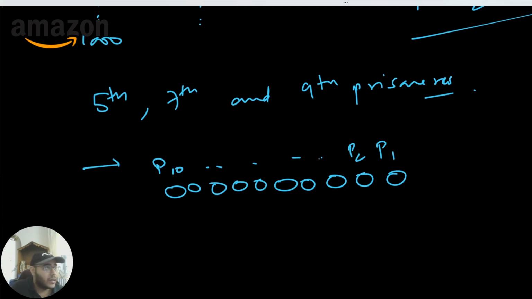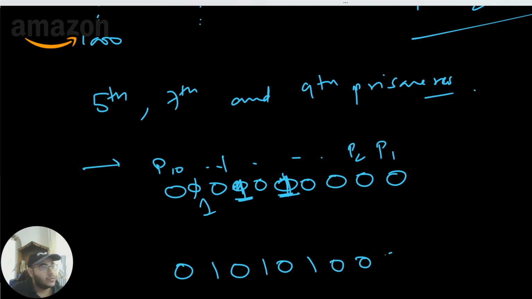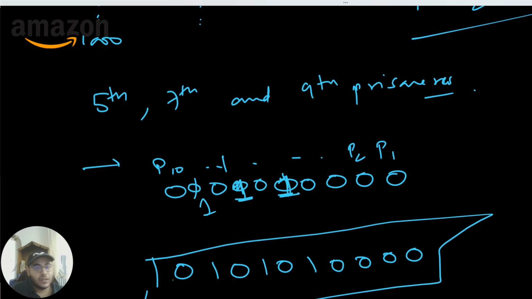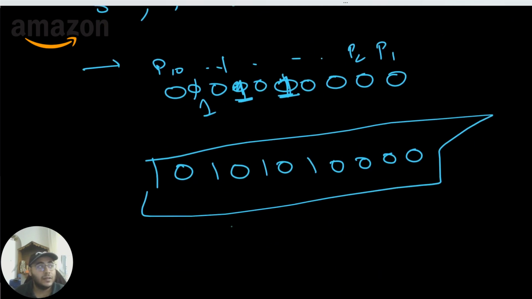We'll take the fifth prisoner, which is this one, and mark it as 1. Then we take the seventh prisoner, which is this one, and make it 1. And the ninth prisoner, which is this one. So at the end, we have 0, 1, 0, 1, 0, 1, and then 0, 0, 0, 0. This denotes the final configuration of prisoners who died.